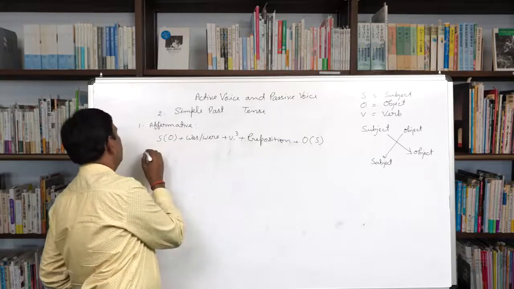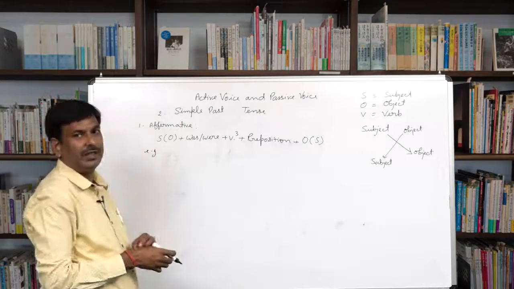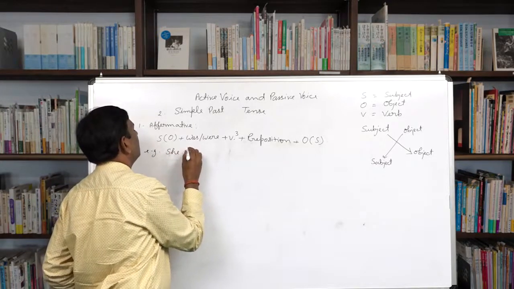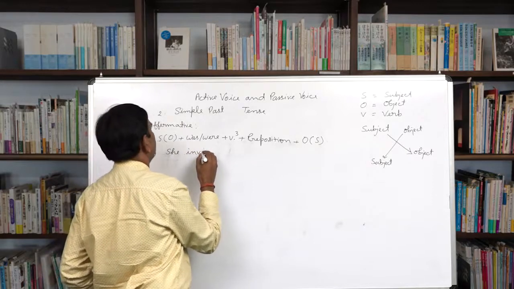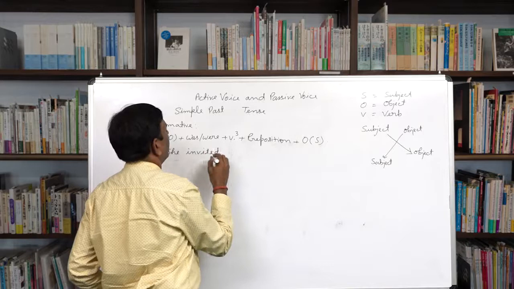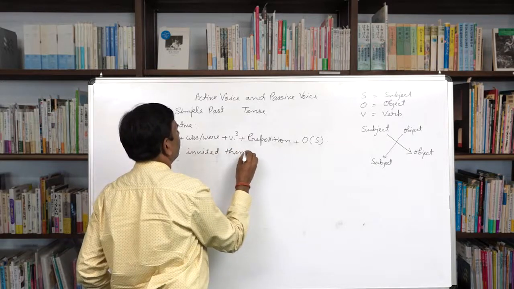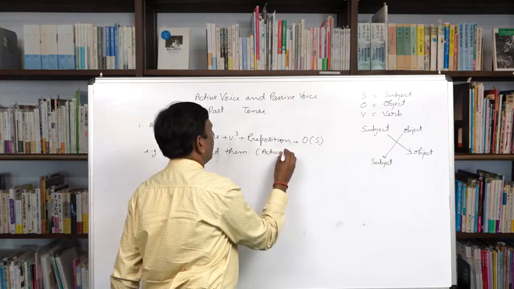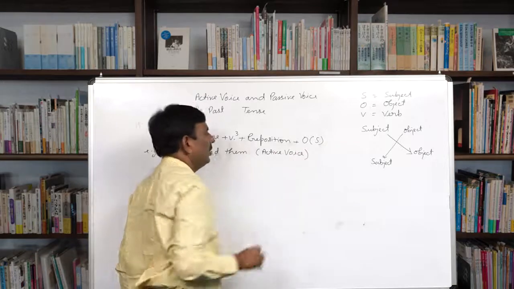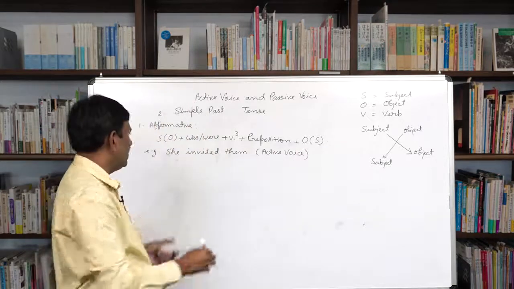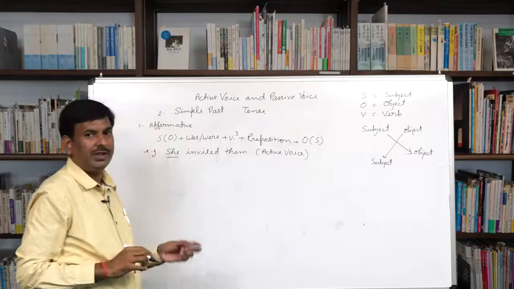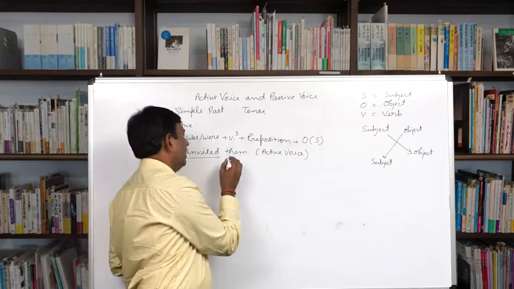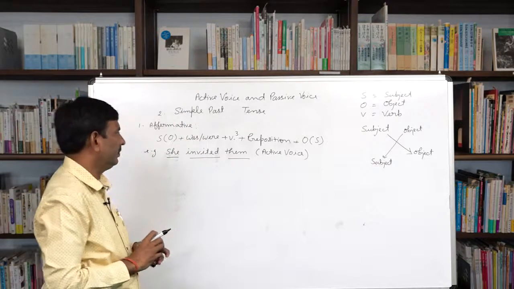Now let us apply this rule in a sentence of active voice. Example is here: She invited them. This is an active voice. Dear students, in this sentence, she, this is subject, invited, this is verb, and them, this is an object.